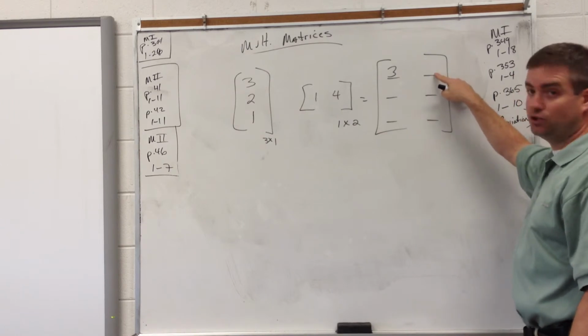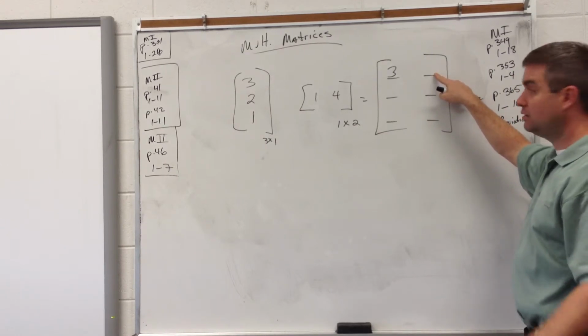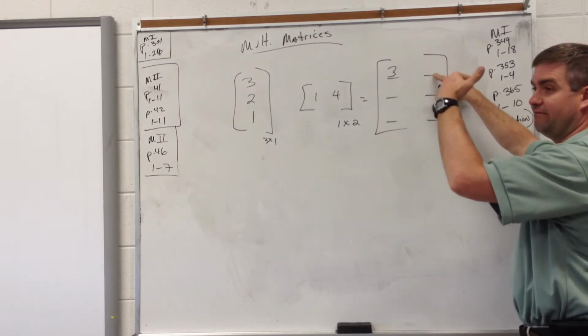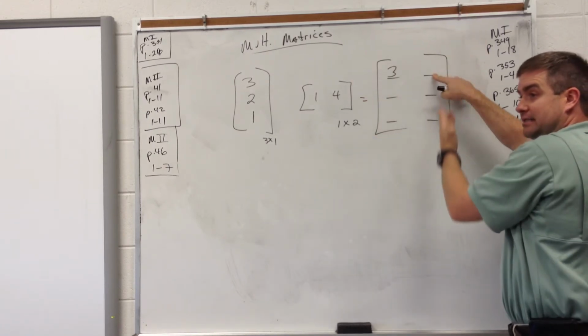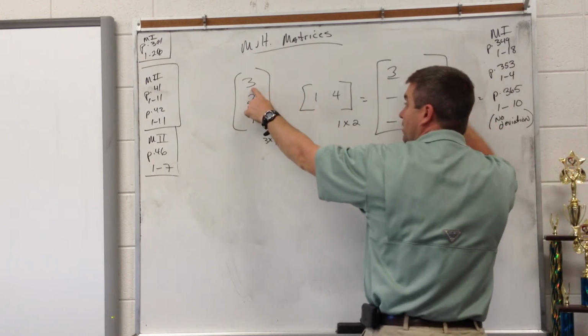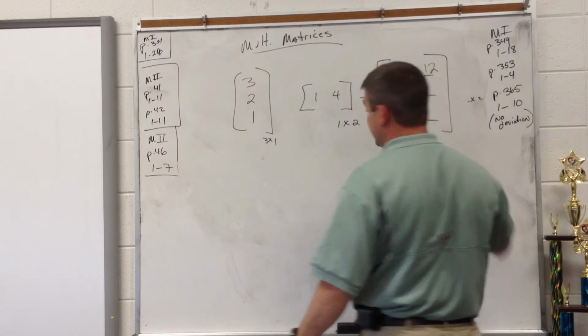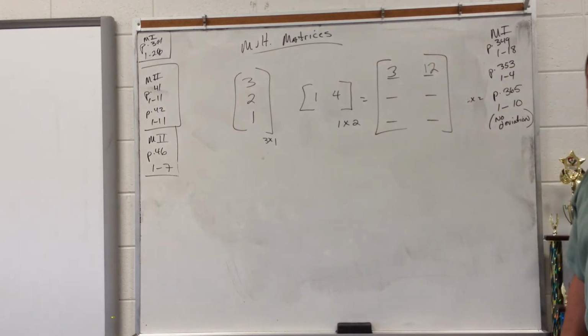How about this position, George? What is this position? 3 times 4, which would be 12. You're right, but what position? First row, but second column. So here's the first row, but now we can move over to the second column. Exactly right, what you said. 3 times 4, and we get 12.